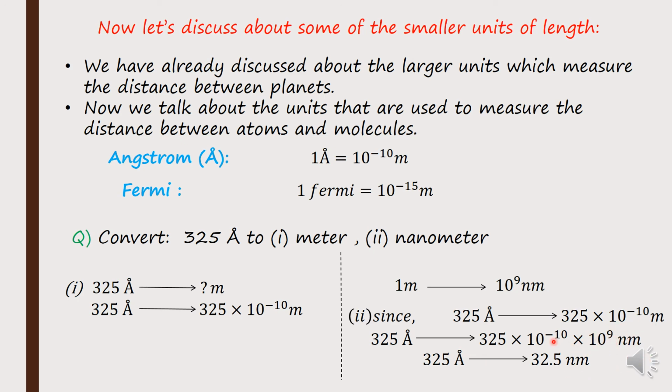So 325 is already there. We have 10 to the power of minus 10 multiplied by 10 to the power of 9. 10 to the power of minus 10 means 1 by 10 to the power of 10, into 10 to the power of 9. The 10 to the power of 9 cancels with the one below, and we just have 325 divided by 10, which we can write as 32.5 nanometers. All right, so this is how we do the conversions.